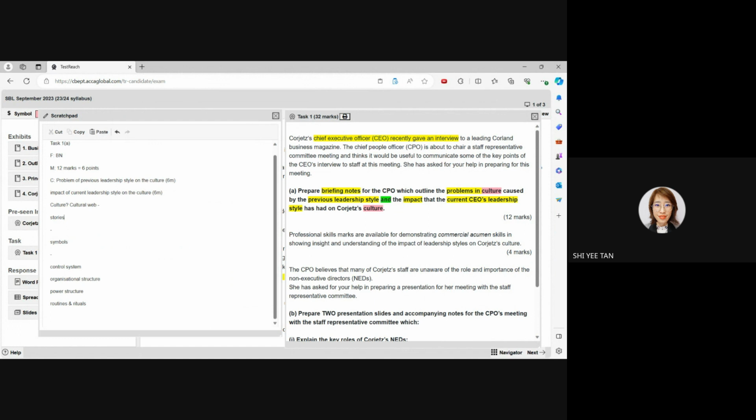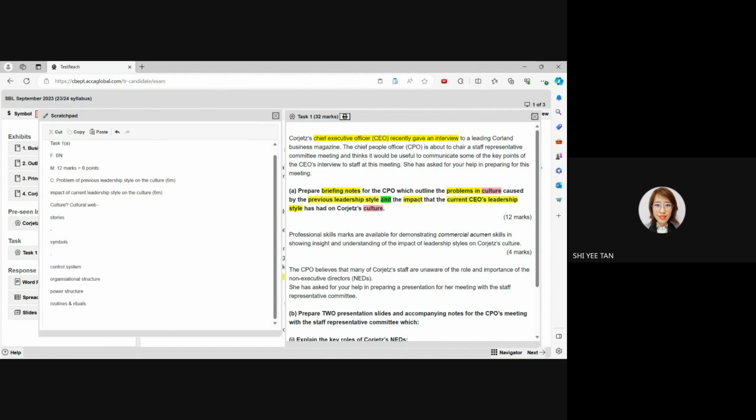Right. So that is A part. What is the professional skills to be tested? Commercial accountant skills. What does it mean by that? Because they want to see whether you have insights and understanding of the impact of leadership style on culture. So they want to see how well you can link the leadership style to the culture of the company.